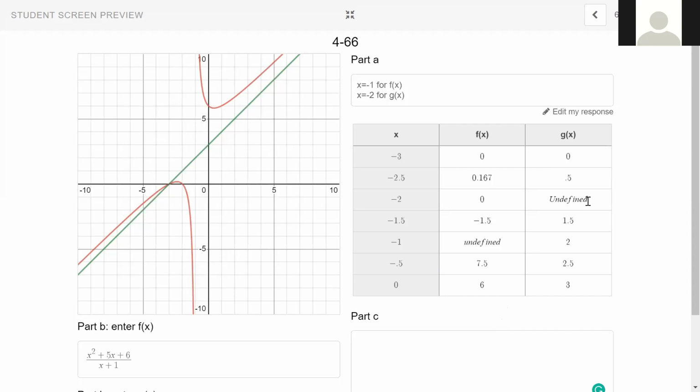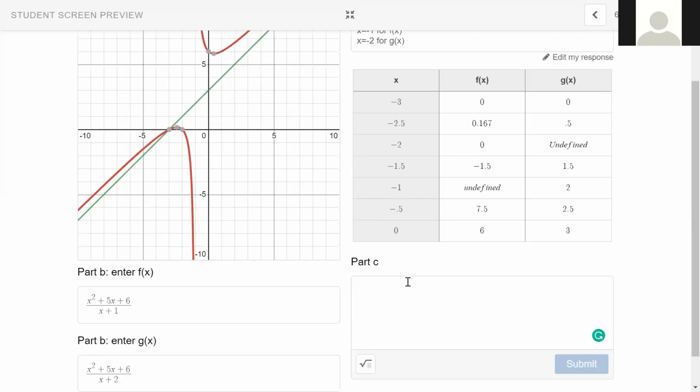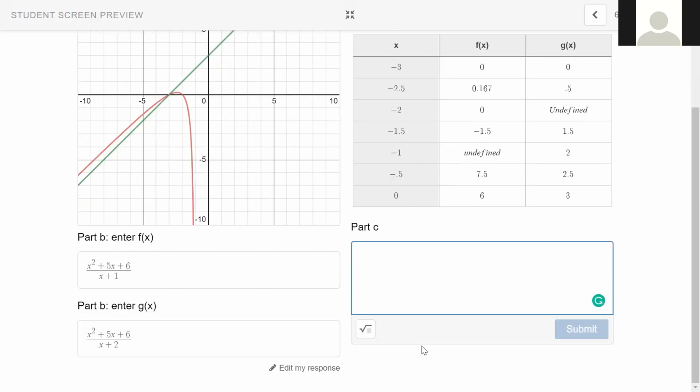They're represented differently. In g of x, there's a hole, but it doesn't show up until we trace on it. For f of x, there's an asymptote there, a vertical asymptote, so it shows up differently. So let's rewrite these both in simplified form and see what we can find out.